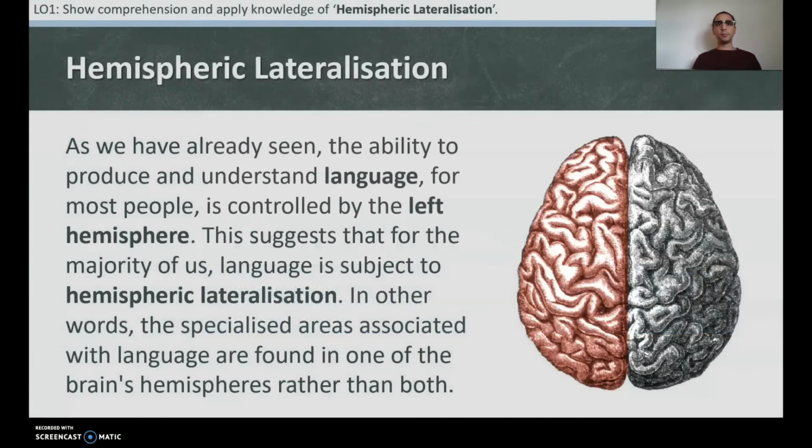Hemispheric lateralisation. As we have already seen, the ability to produce and understand language for most people is controlled by the left hemisphere, right? So in the picture I've got there, the brain is facing forward, so the left-hand side is the left hemisphere. This suggests that for the majority of us, language is subject to hemispheric lateralisation, right? It's focused in one hemisphere. In other words, the specialized areas associated with language are found in one of the brain's hemispheres rather than both, right? So language specifically is one that is usually found in the left hemisphere only.